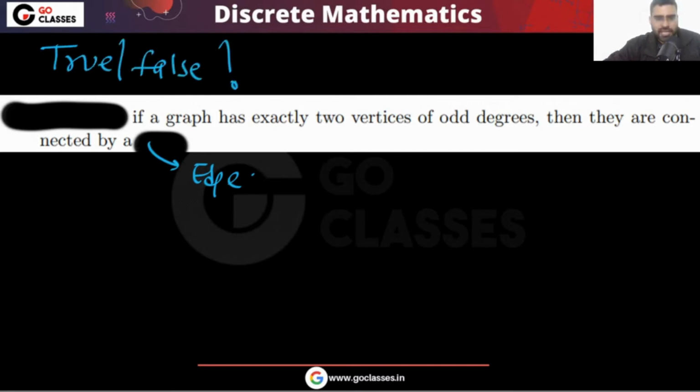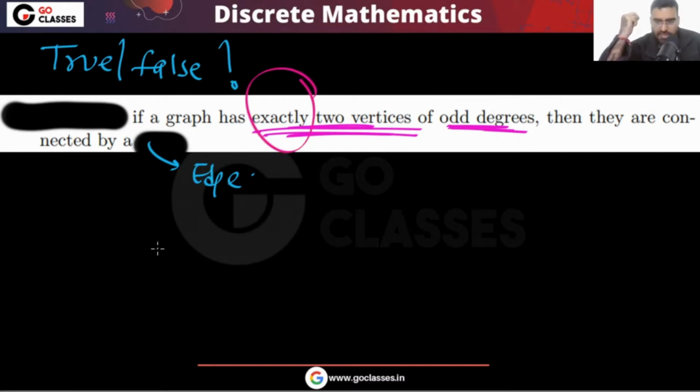They are connected by edge. You have exactly two vertices of odd degree. They must be connected by an edge. Is this statement true or false?